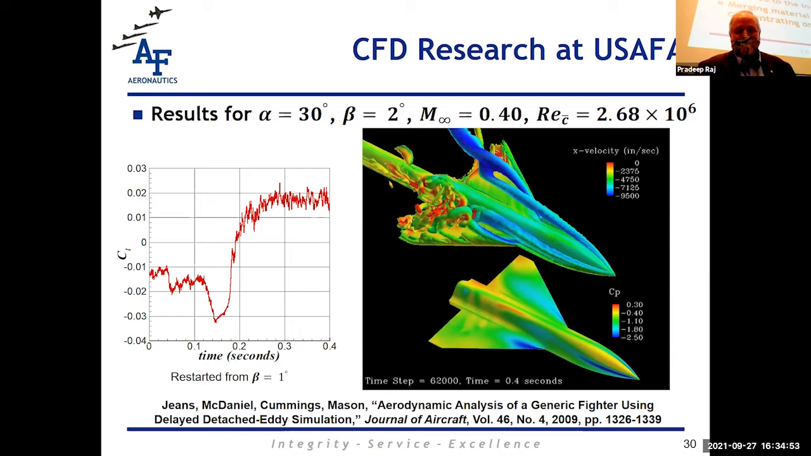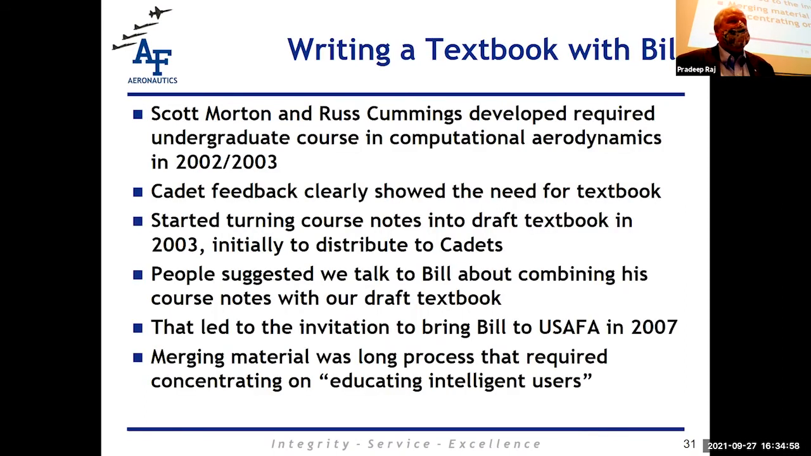And then, like I said, the reason we were there was the textbook. We had started a computational aerodynamics course at the Academy in 2002, 2003, required for all aeronautical engineering students. And very quickly after we started the course, the cadets were quite vocal about what they didn't like. And one of the things they didn't like was there was no textbook. And we kept telling them, yeah, there's no textbook. It's not just that we don't like the textbook, there's no textbook.